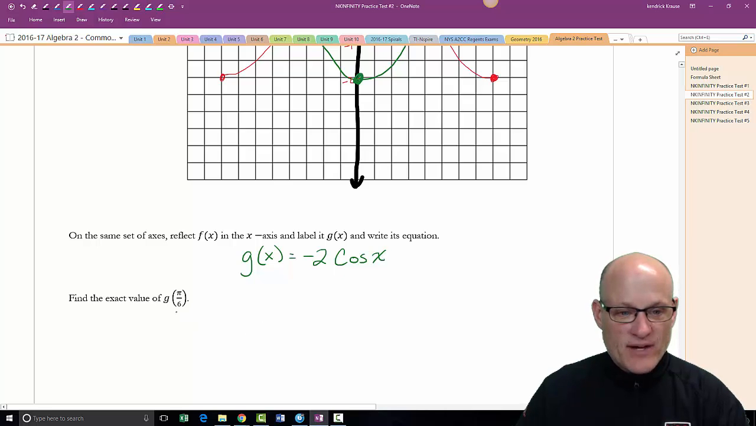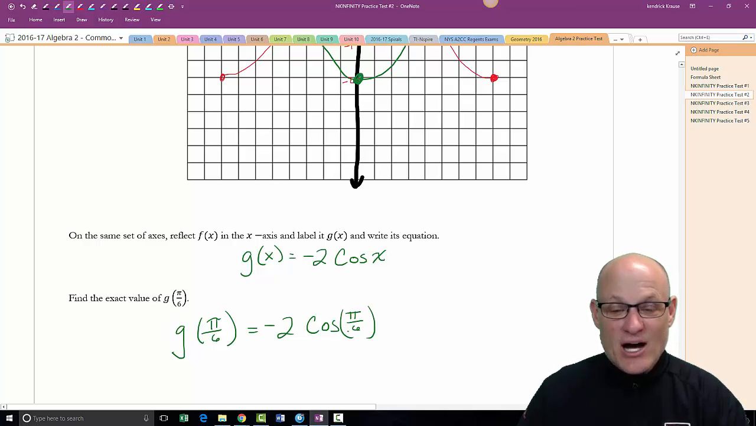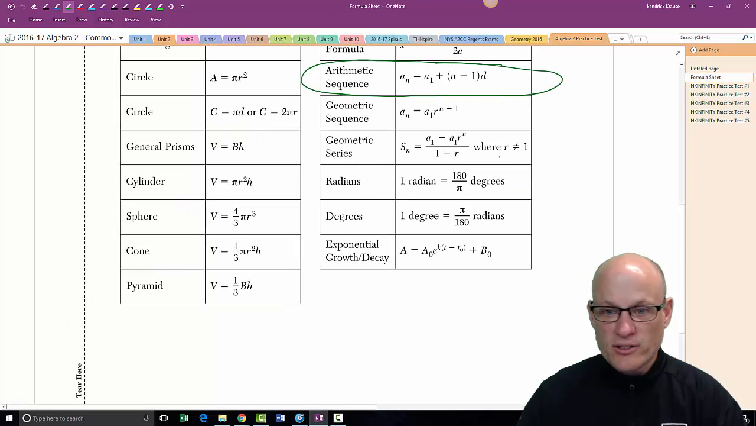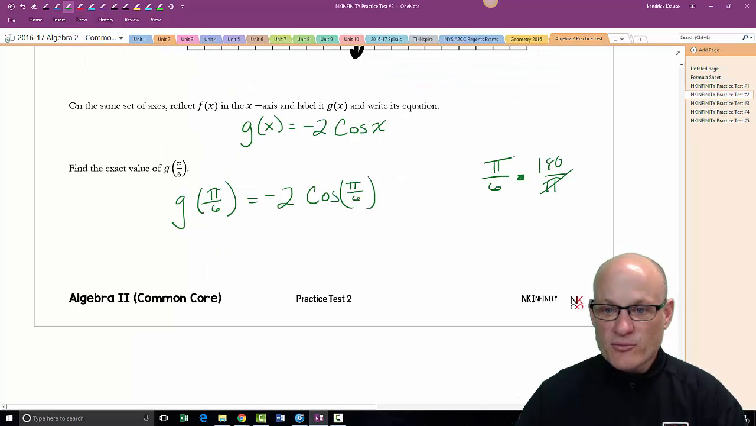And now it says find the exact value of g of pi over 6. G, that sounds like fun. Now, g is this function, so -2 cosine of pi over 6. Now, it said exact, so you're not allowed to mess around with it. So the first thing I'm going to do is turn pi over 6, you're not allowed to just type this in your calculator, I'm going to convert that to degrees by multiplying by 180 over pi. If you don't remember how to do that, you can come back to the formula sheet. There's the conversion from radians to degrees. And this gives me 30 degrees.